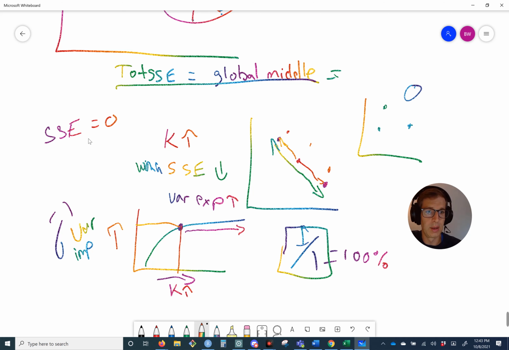So imagine in some of the examples we had 300 rows of data. That would mean we have 300 clusters, and you've perfectly explained it. Well, you haven't really explained anything. You've just memorized the data points. So you've overfit when you get a sum of squares error that equals 0. The same thing if you get 100% variance explained. You just overfit. That means you have a 1-to-1 ratio between the total variance and the between. So you're not really learning anything.